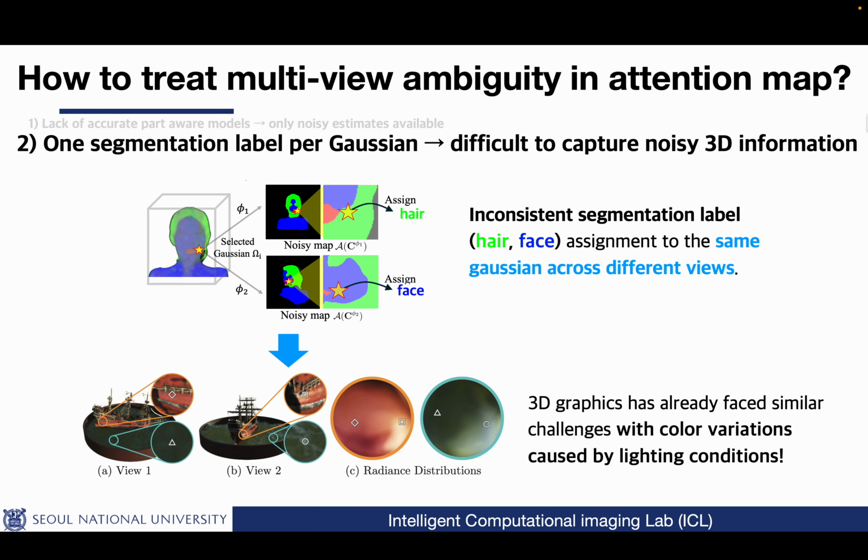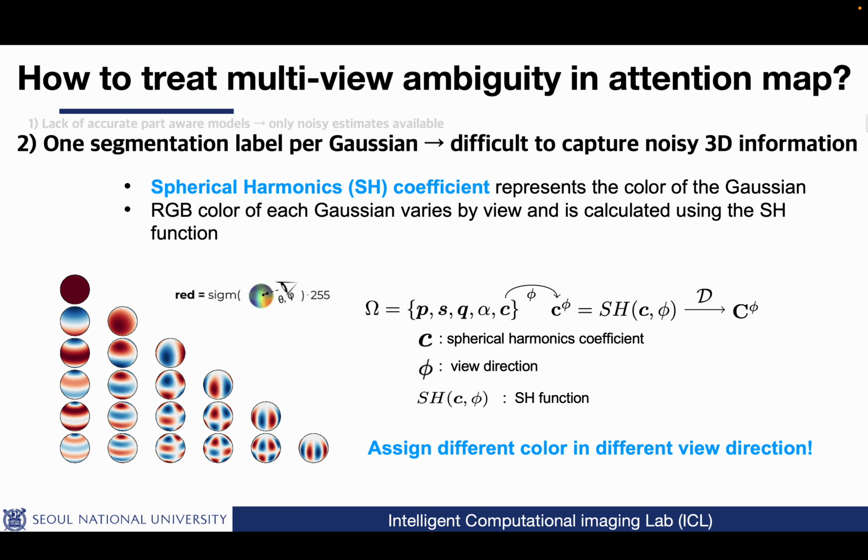But actually, 3D graphics has already faced similar challenges before. For example, in this picture, there is a color variation caused by lighting conditions. So we need different colors even within the same region. Then how did they solve this problem? They use spherical harmonics coefficients to represent the color of a Gaussian. So the RGB color of a single Gaussian varies depending on the view direction and is calculated with SH coefficients. This allows different colors to be assigned in different view directions.